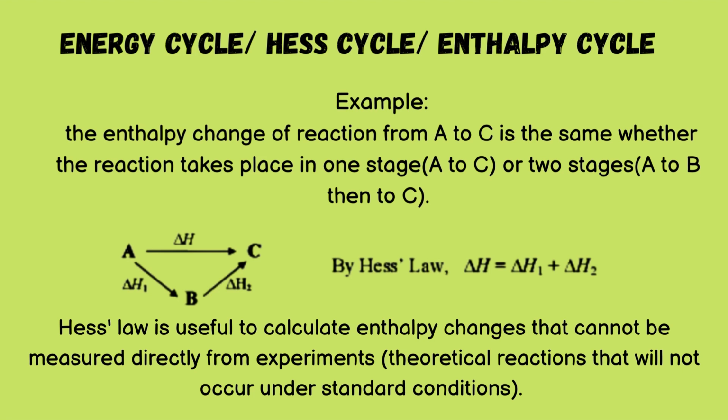Example: the enthalpy change of a reaction from A to C is the same whether the reaction takes place in one stage, that is A to C, or two stages, A to B, then to C. By Hess's law, delta H equals delta H1 plus delta H2. Hess's law is useful to calculate enthalpy changes that cannot be measured directly from experiments, theoretical reactions that will not occur under standard conditions.